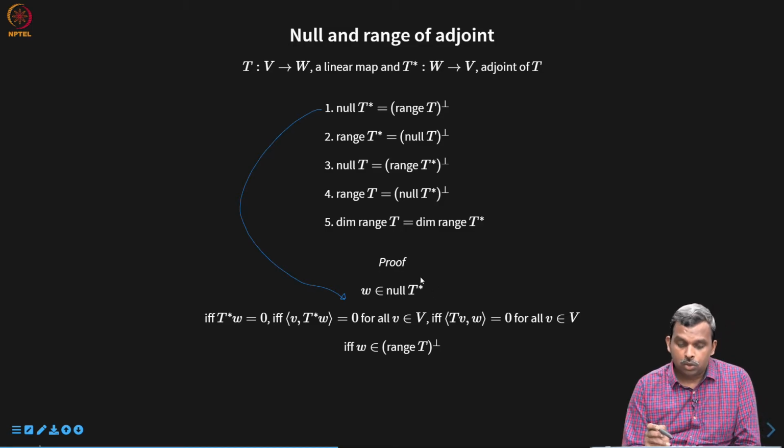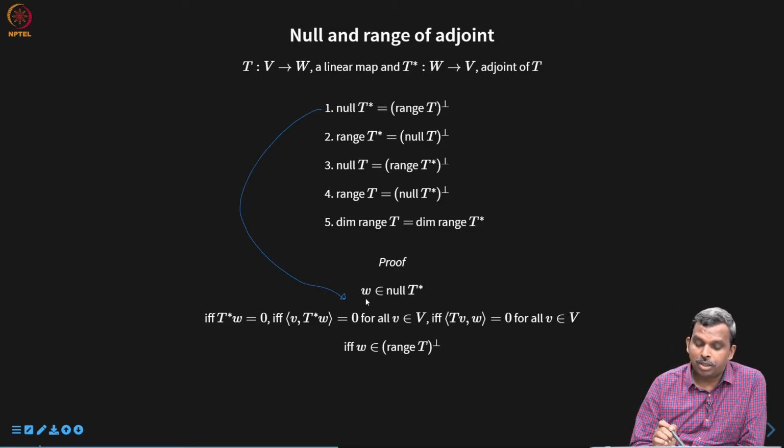To show this, I'll start with a vector which is in null of T star. T star, remember, is the adjoint. It's a linear map from W to V. A vector w in the null of this linear map means what? That's true if and only if T star w is 0. That's sort of the definition.